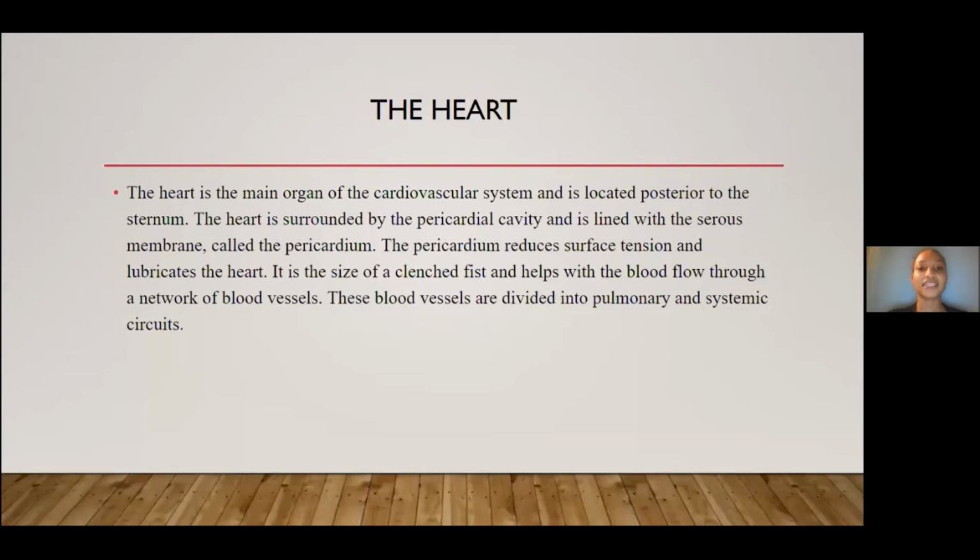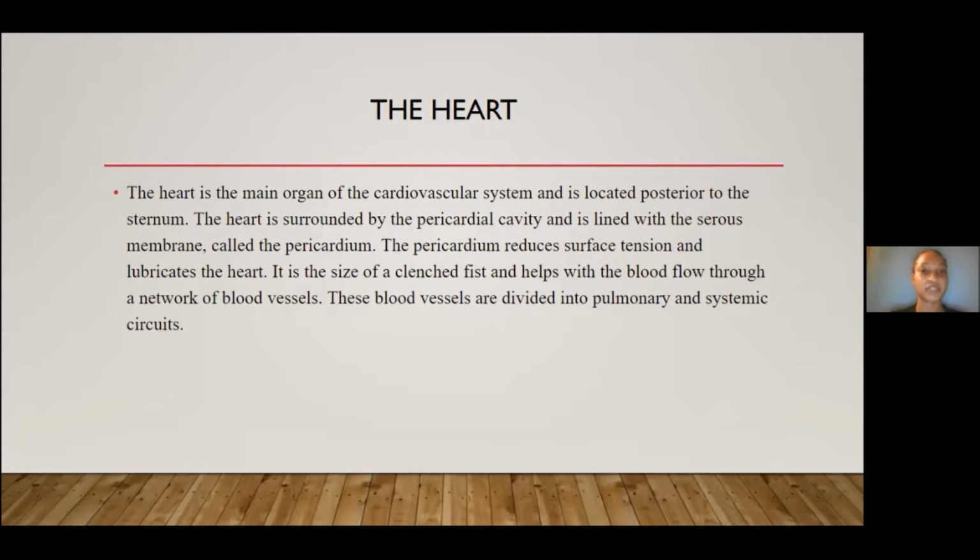The heart is the main organ of the cardiovascular system and is posterior to the sternum. It is surrounded by the pericardial cavity and is lined by the serous membrane pericardium. The size of an individual's heart is the size of a clenched fist. The heart helps with the blood flow through a network of blood vessels.